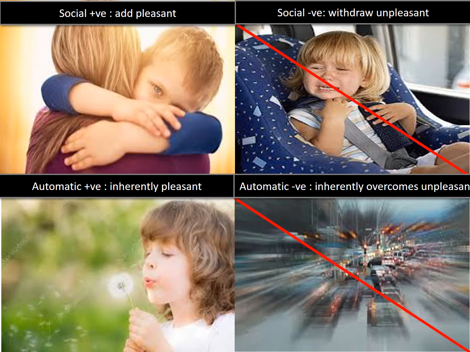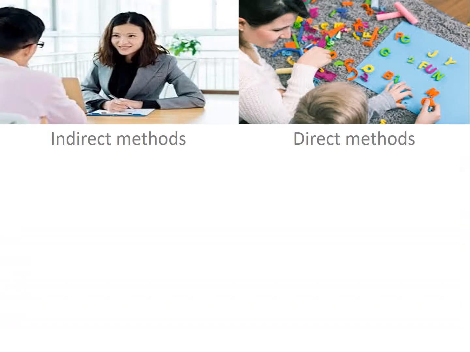So how do we identify these reinforcers? Well, practitioners tend to apply two broad approaches: direct methods and indirect methods. Now, direct methods merely involve observing the child directly.